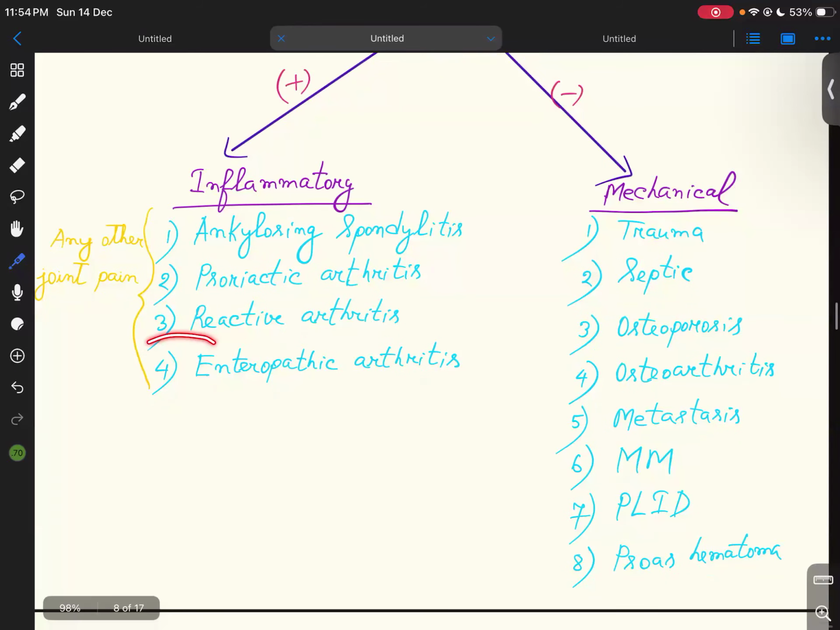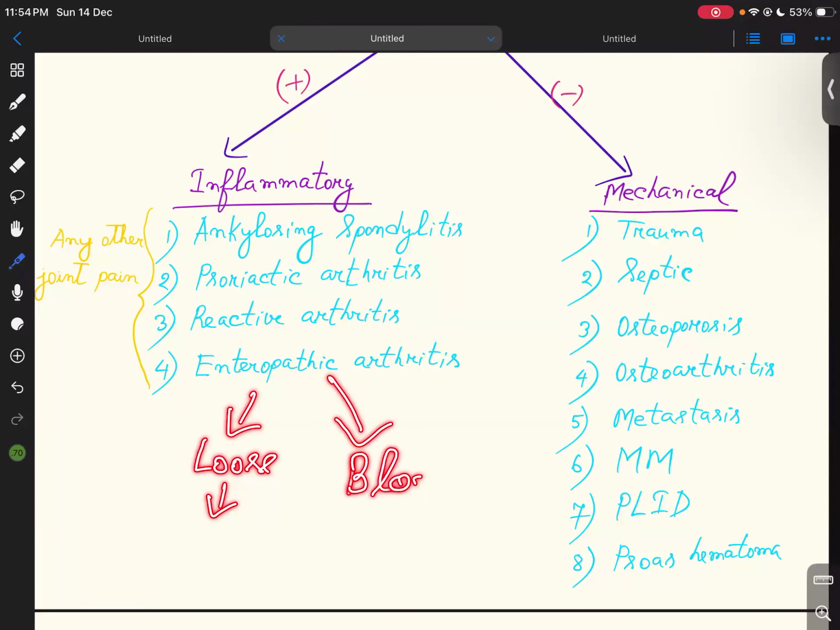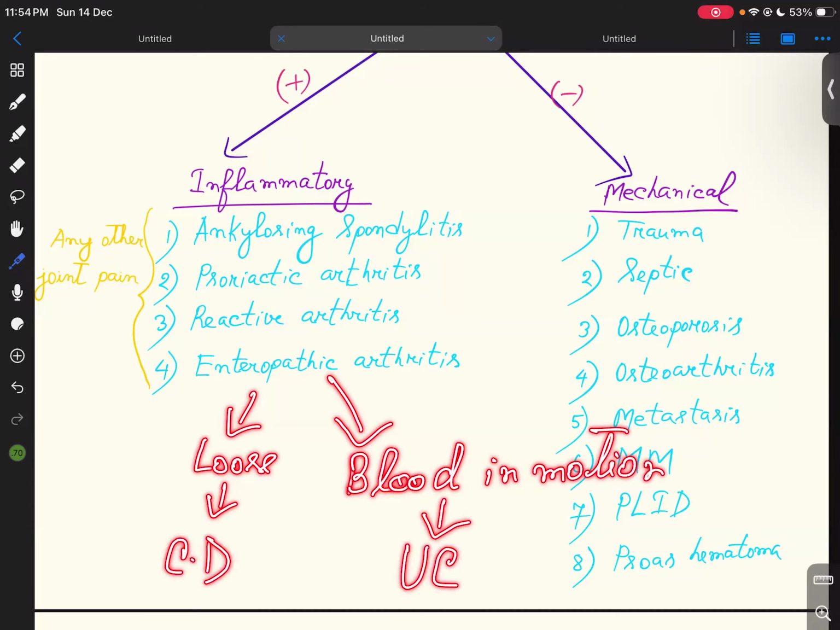For enteropathic arthritis, we have to ask about the bowel ward. Specifically ask about any loose motion, ruling out Crohn's disease. Any blood in motion, ruling out ulcerative colitis. Please ask this question specifically. Any loose motion, any blood in motion. Loose motion for Crohn's disease, blood in motion for ulcerative colitis.